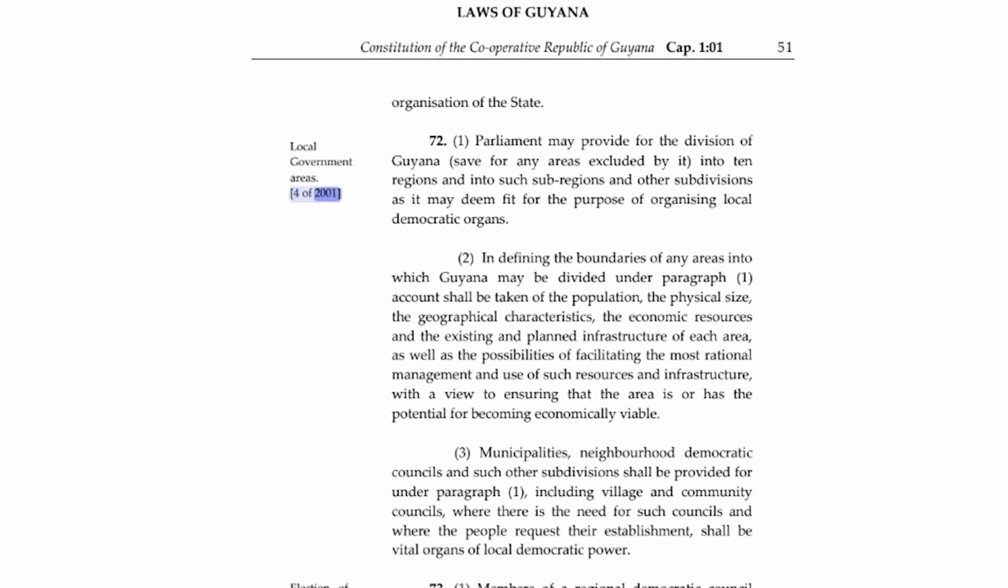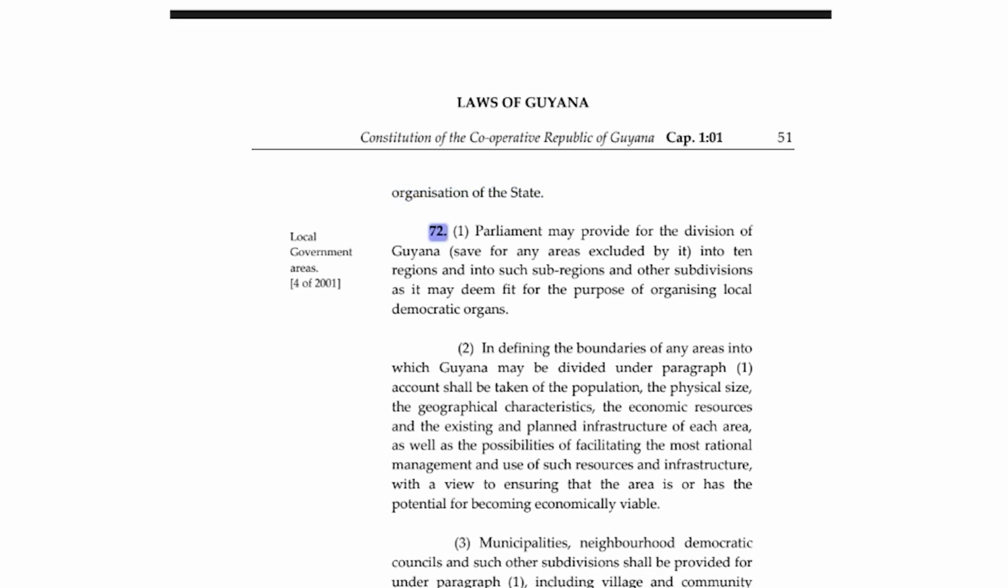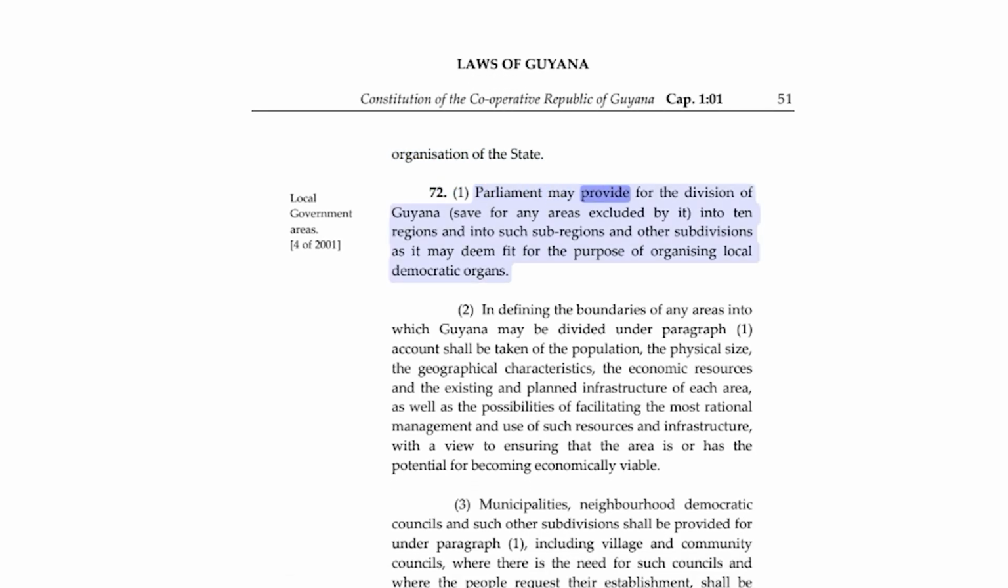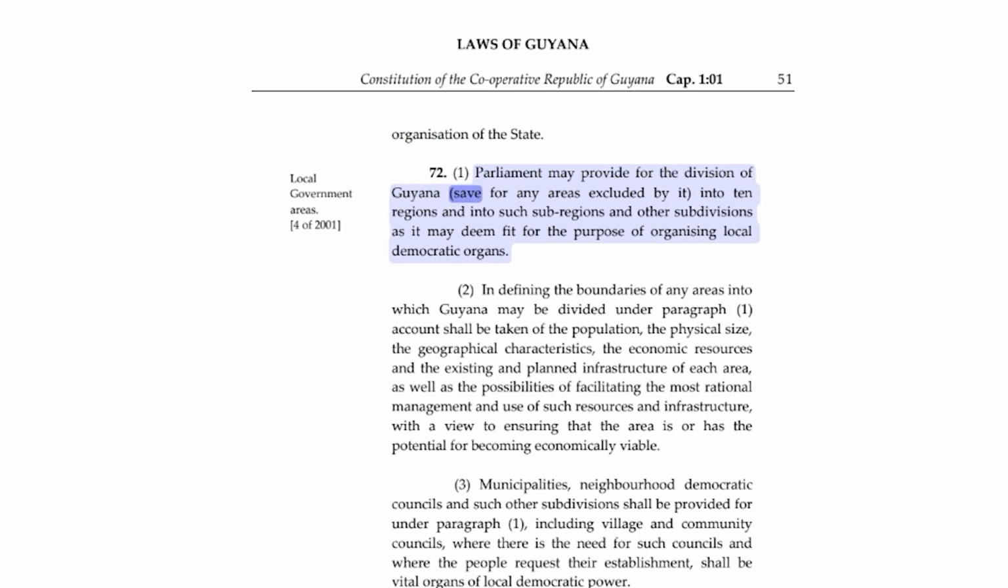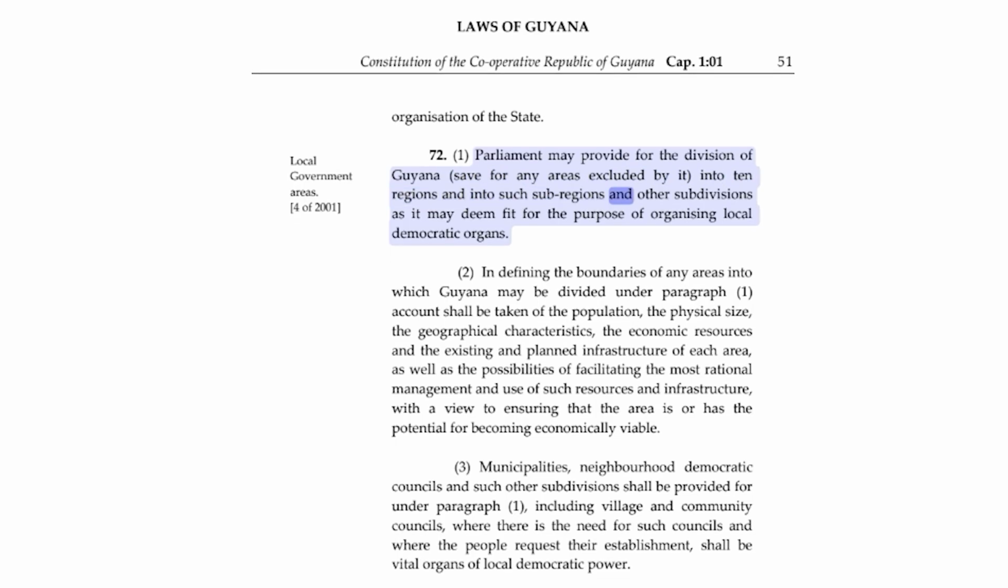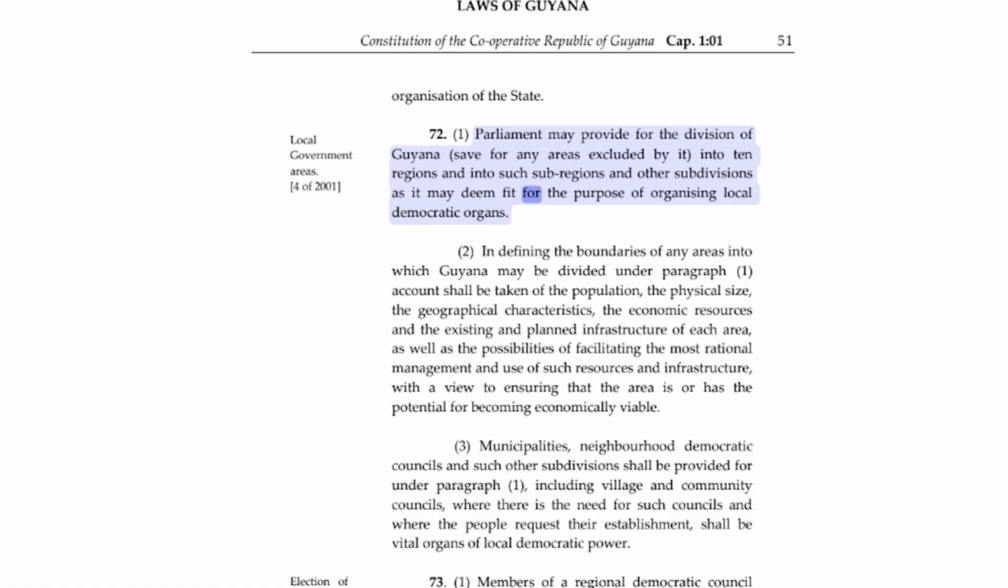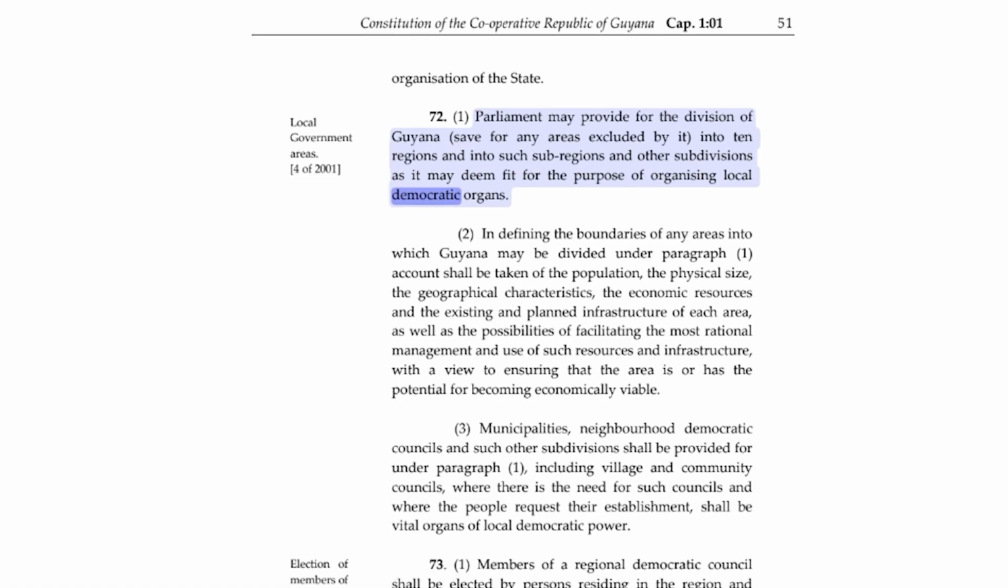4 of 2001. Organization of the State. 72. 1. Parliament may provide for the division of Guyana, save for any areas excluded by it, into 10 regions, and into such subregions and other subdivisions, as it may deem fit for the purpose of organizing local democratic organs.